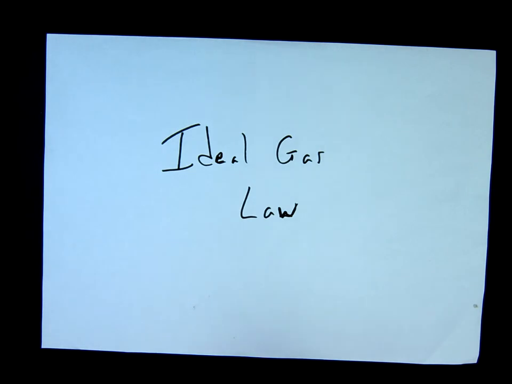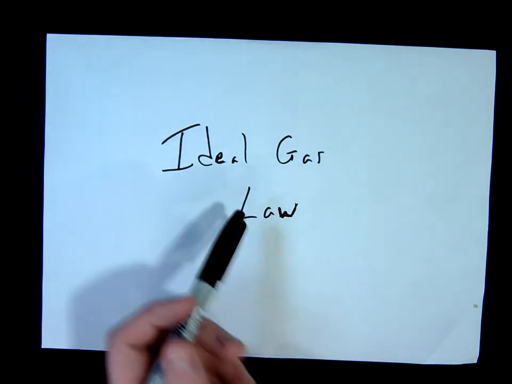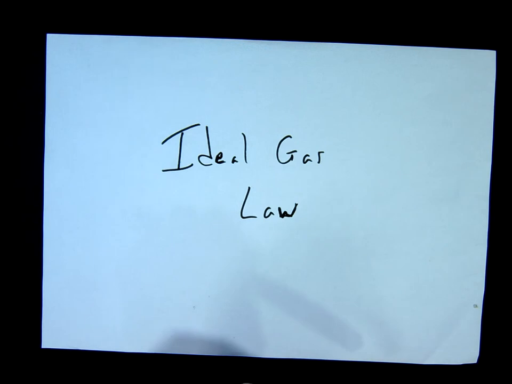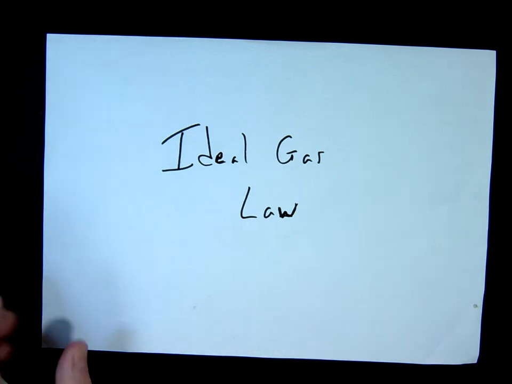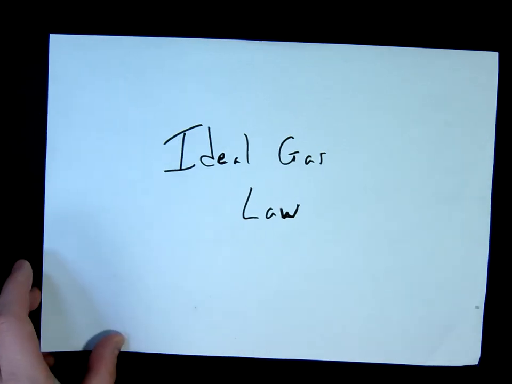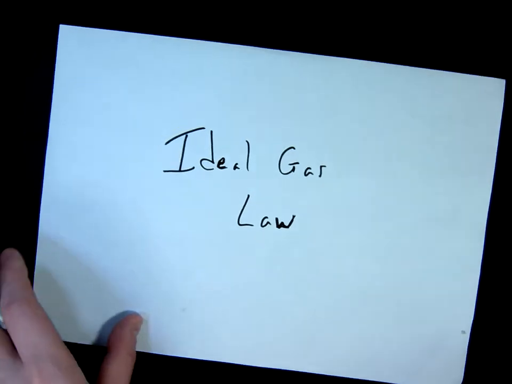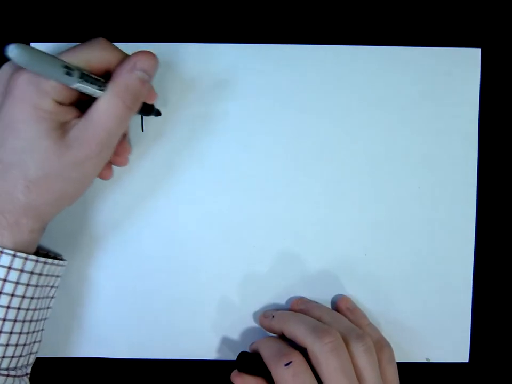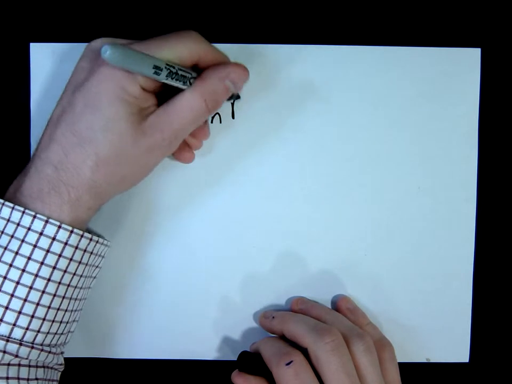Okay, we're going to look at something again that's familiar from chemistry, and it's something called the ideal gas law. Just to break this one down, the ideal gas law looks something like this. I'm going to save time on deriving this, but essentially it is PV equals nRT.